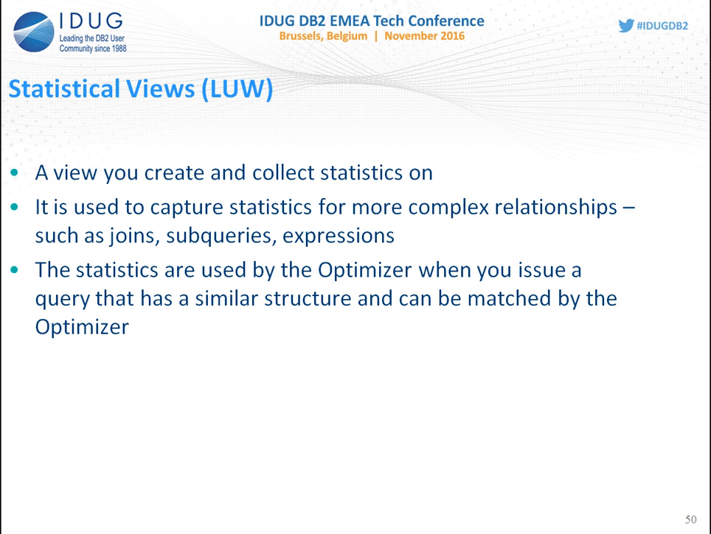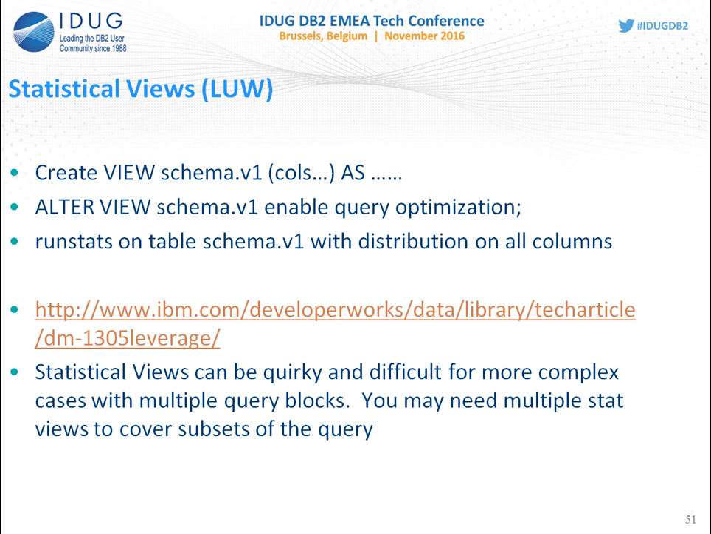And you do it by creating a view, altering the view to enable query optimization, and then running RUNSTATS on the table with distribution on all columns. Starting in version 10, prior to version 10, you have to say RUNSTATS on table. Starting with version 10, you could say RUNSTATS on view. And there's good examples in that article on developerWorks. But they can be quirky and difficult to get exact, especially for really complex queries.